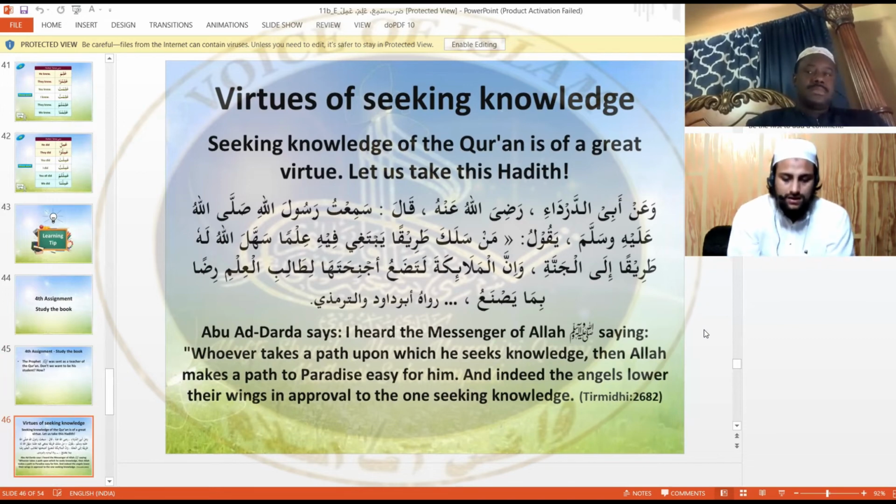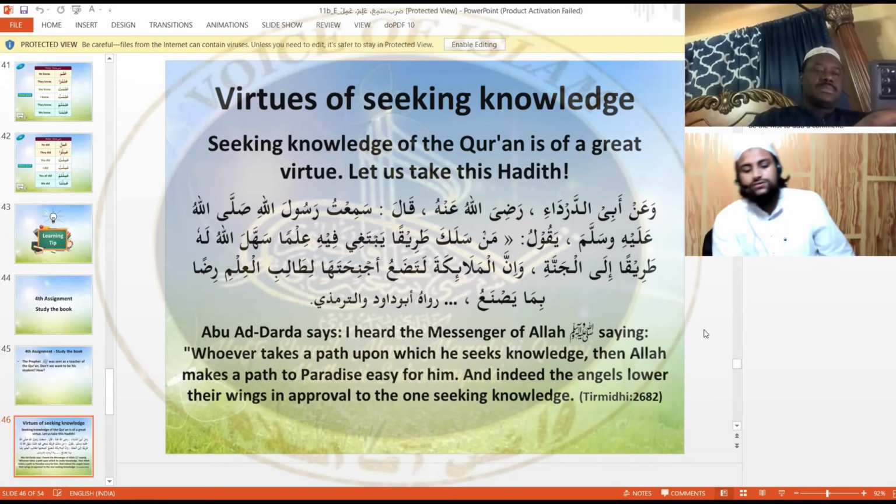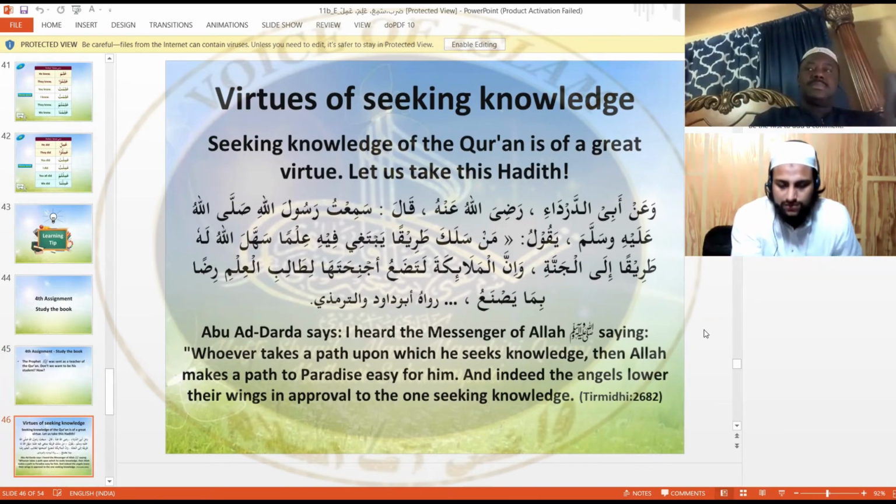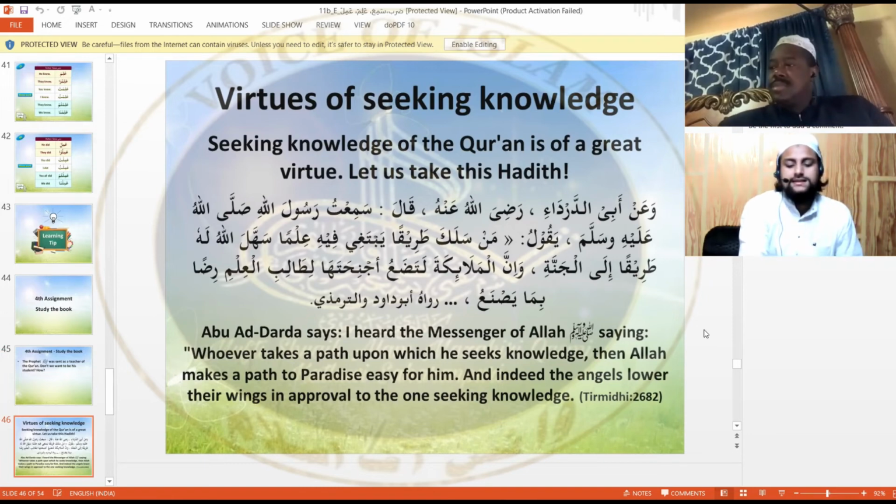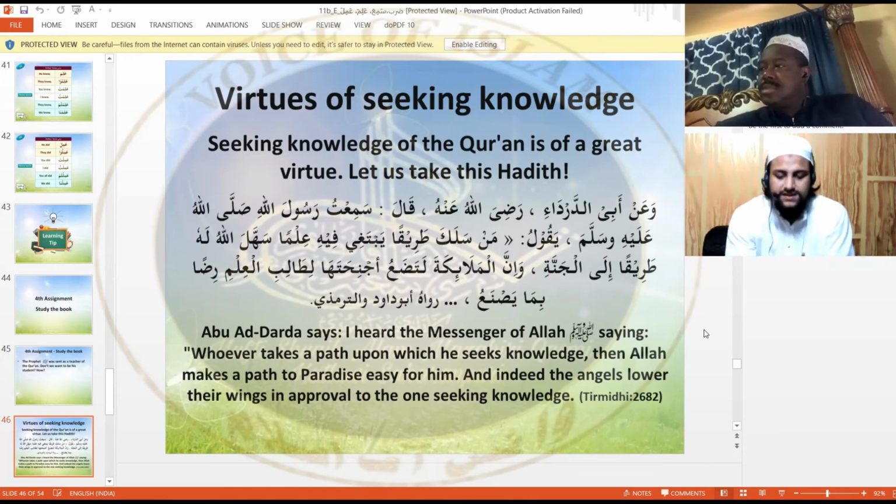Abu Dawood, this is the name of the book, and Tirmidhi also. Abu Darda radiallahu ta'ala anhu says, I heard the messenger of Allah sallallahu alayhi wa sallam saying, whoever takes a path upon which he seeks knowledge, then Allah makes a path to paradise easy for him.